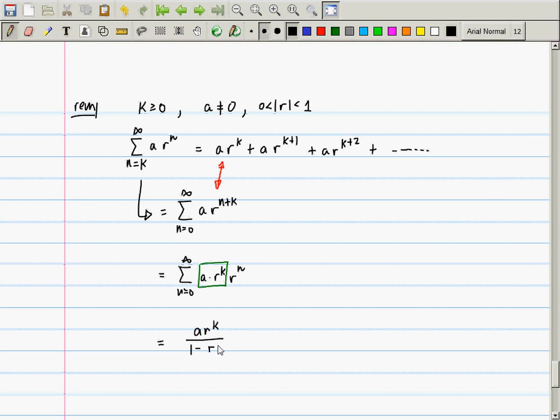So this is a more general formula than the one that you knew, right? The one that you knew was in the case when k is 0. In the case when k is 0, what would this formula be? A over 1 minus r. Right, this is the case when k is something other than 0.